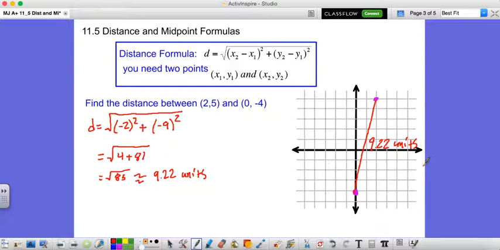So that's how you use the distance formula. It's pretty straightforward. Just don't confuse your x1, y1, x2, y2. That's really all it is.